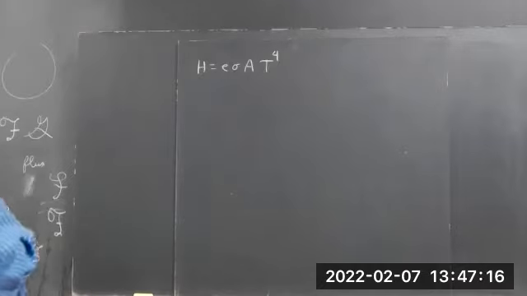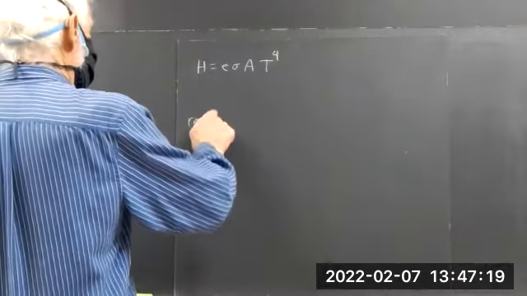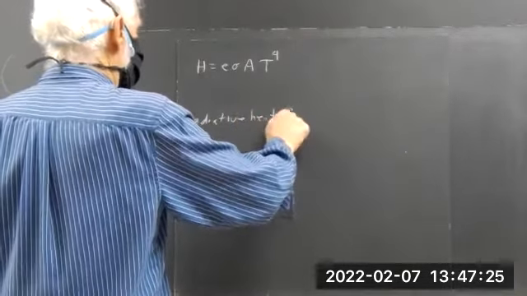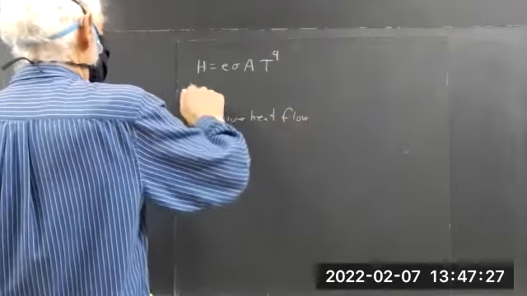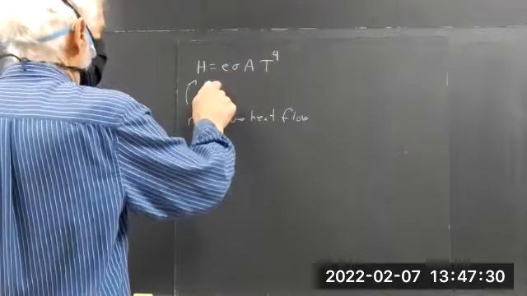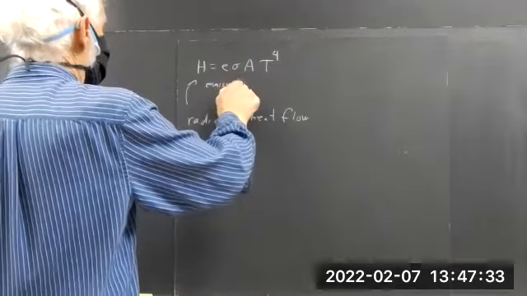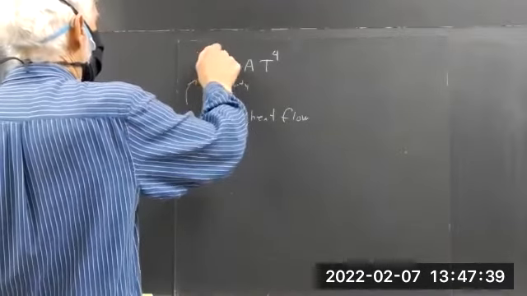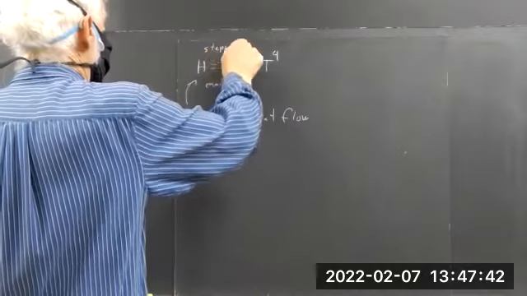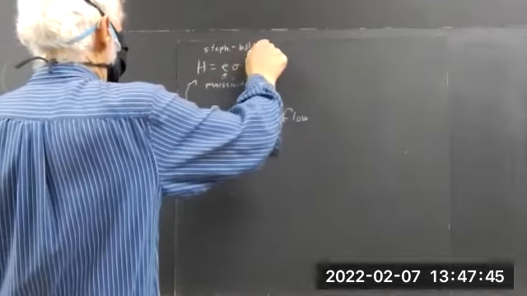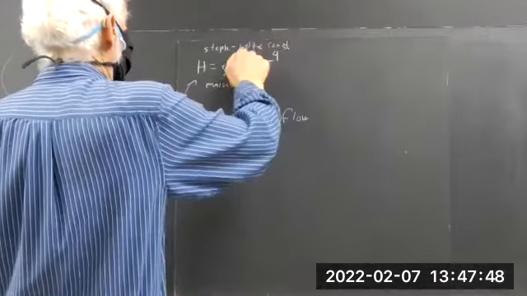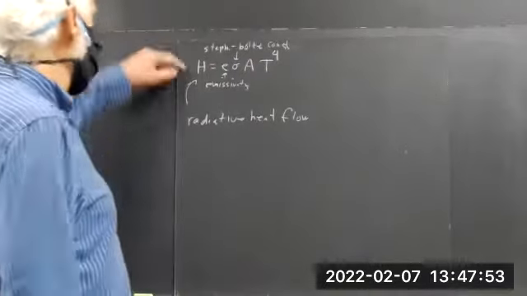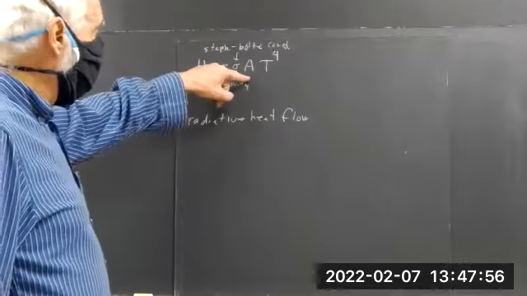Okay, this is radiative heat transfer. E is emissivity. I wrote this down before. This is the Stefan-Boltzmann constant, 5.67 times 10 to the negative 8, with the appropriate units, which are watts per square meter Kelvin to the fourth.